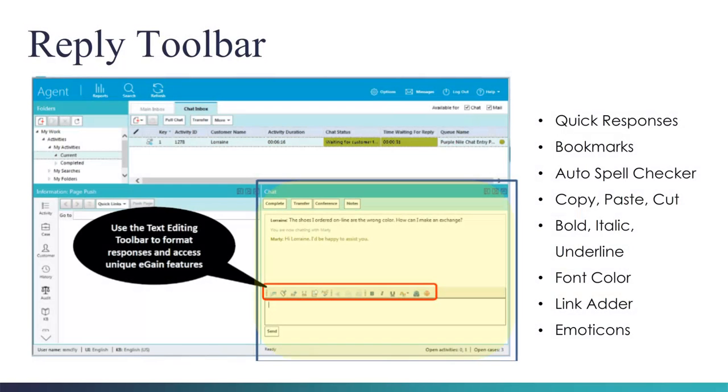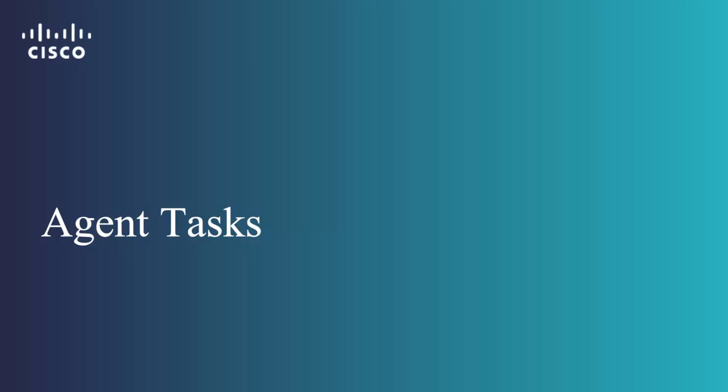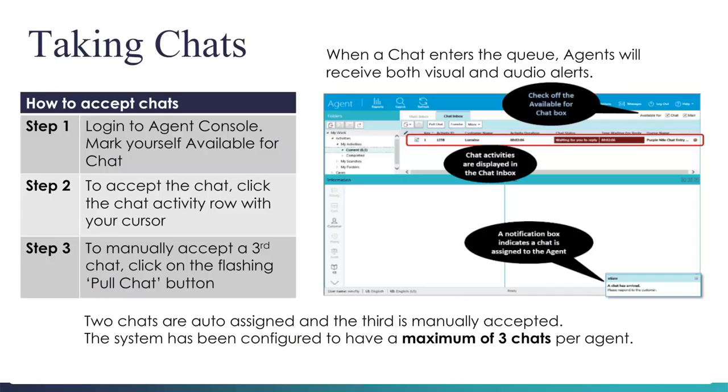You will primarily use the reply pane for your interactions. And you can use the text editing toolbar to format responses and access unique eGain features. Now, let's take a look at how the agent will use the eGain console.